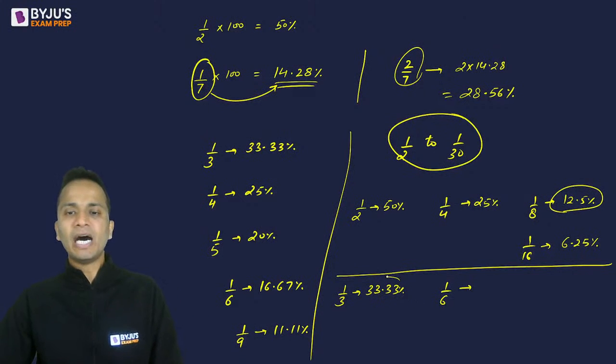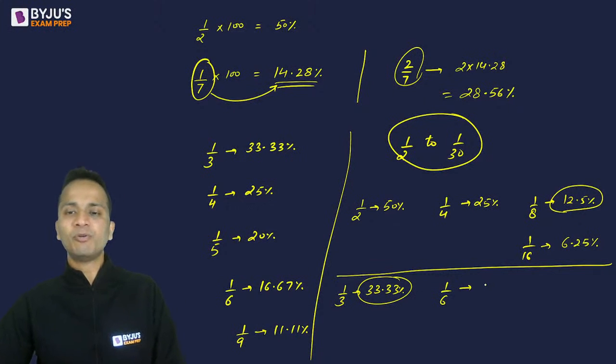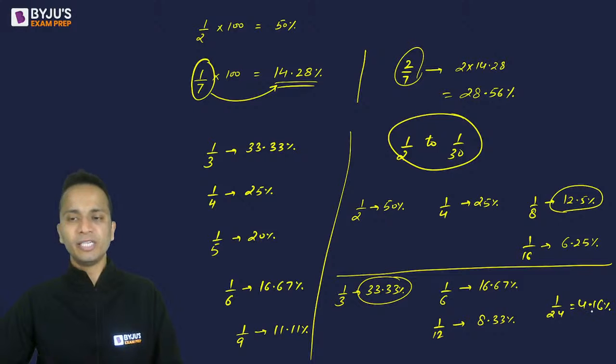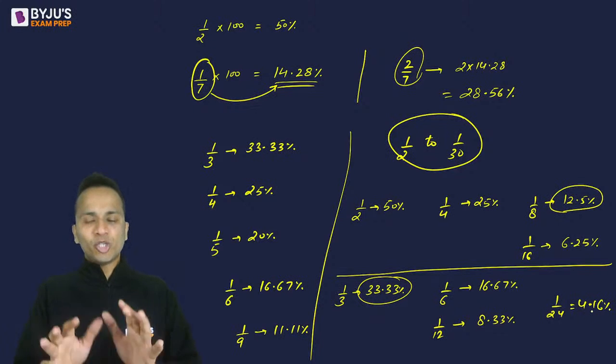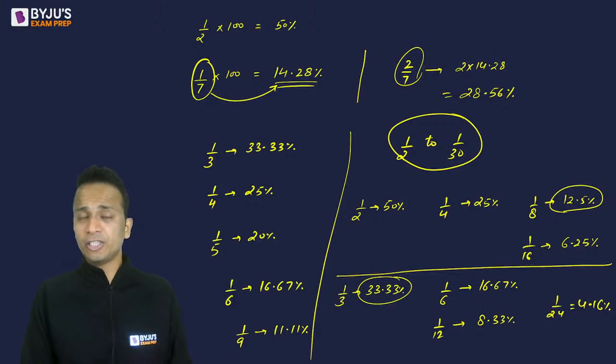So 1 by 6 will be half of 33.33. ठीक है, 1 by 6 33.33 का half होगा, that is 16.67 percentage. Further 1 by 12 इसका भी half होगा, that is 8.33 percentage. 1 by 24 will be further half of this, that is 4.16 percentage, and so on. So this is how you can establish a relation between percentage equivalence of fractions.